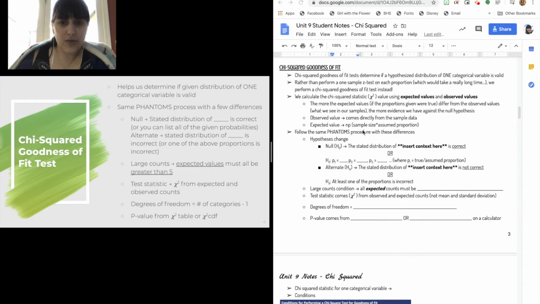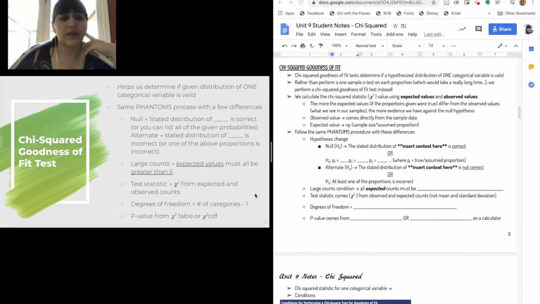I already went over in general what expected values and observed values are. Observed values will be given to you in the problem. Expected values you will have to calculate by doing the sample size n times the given proportion, which is p. And you're going to see what that looks like in a minute. This is a statistical test, so we are still using the PHANTOMS acronym, with a couple of differences.